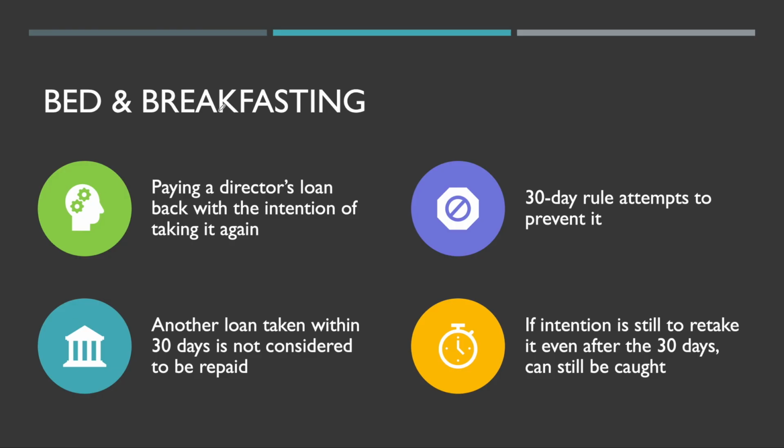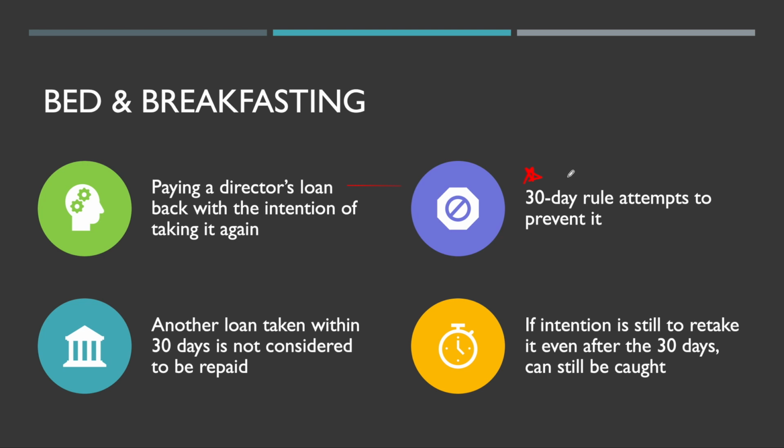And this leads me to my next point, which is called bed and breakfasting. This is essentially when you pay a director's loan back with the intention of taking it again. They've put a flat 30-day rule on it to make sure any loans that are paid back and then taken out again within 30 days are just considered still outstanding. HMRC would not allow you to class that loan as paid back and a new loan taken out. It's bed and breakfasting, basically.